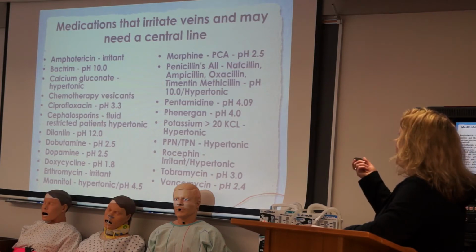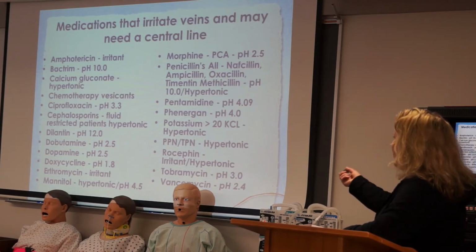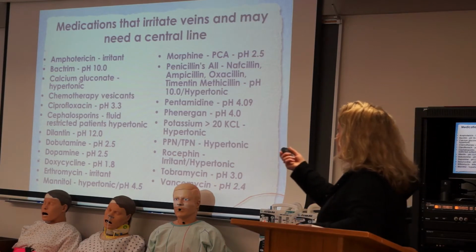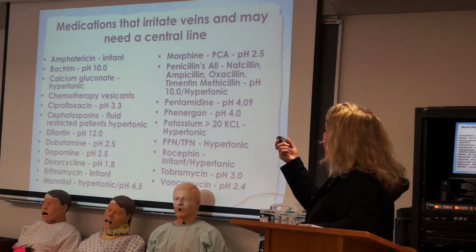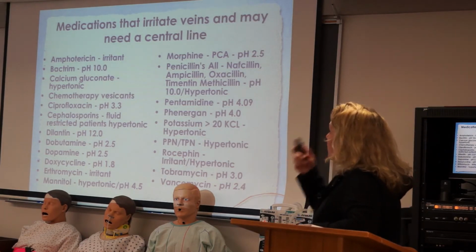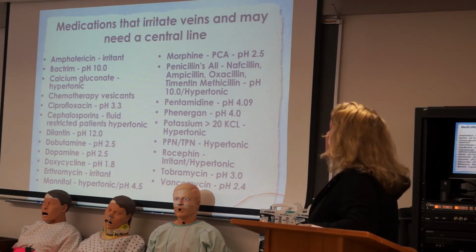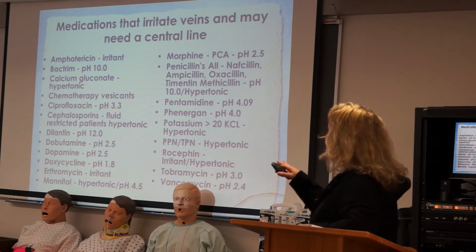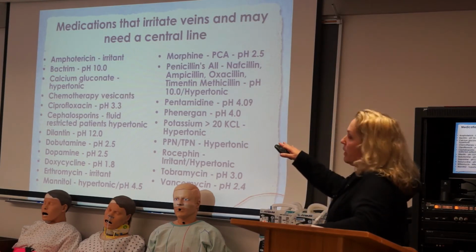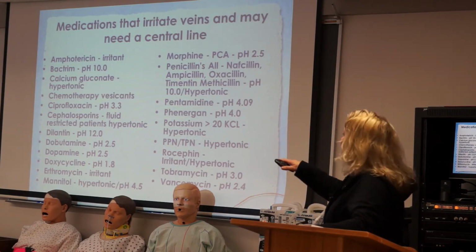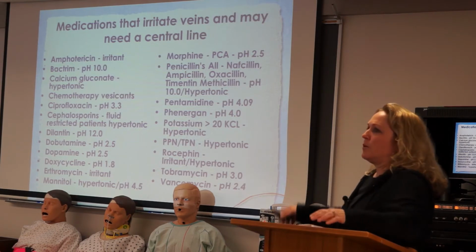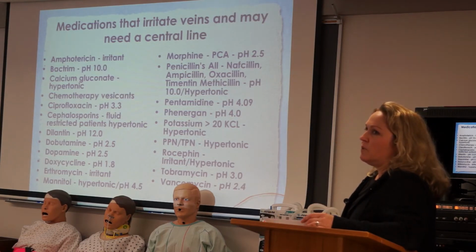So PPN, TPN, Vanco, of course, is a big one that you see a lot, doxycycline, Cipro, all your chemo drugs, those all really need to be going through central lines ideally. You'll see them going through peripheral, some of them, not all of them. Like you would very rarely see chemo going through a peripheral IV, but Vanco you may see through a peripheral for just a few doses.